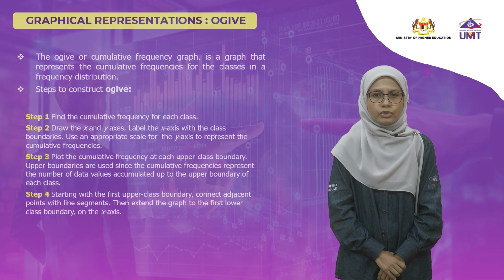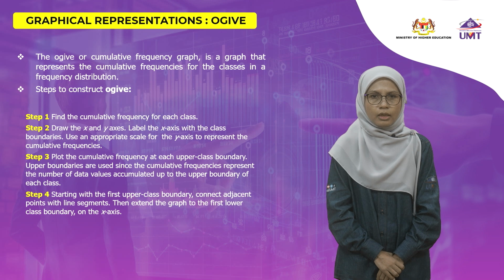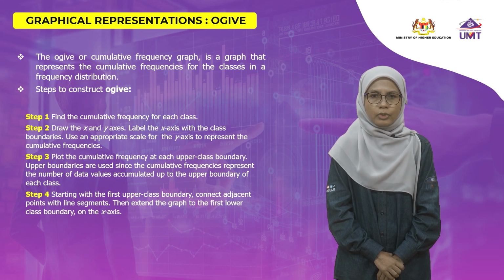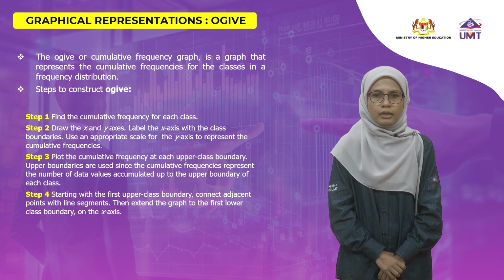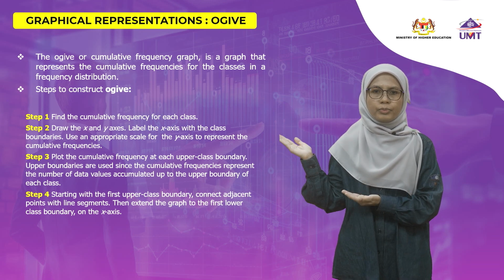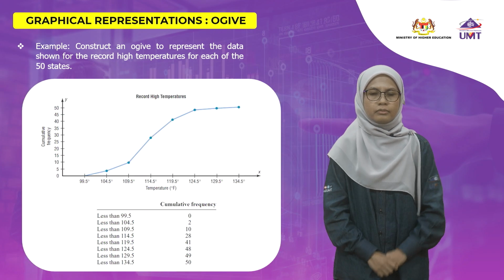An OGIVE shows cumulative frequencies, helping us understand how data accumulates over time or classes. Steps: calculate cumulative frequencies, plot them at upper class boundaries, connect the points, and extend to the lower boundary at the start. The same dataset is used to plot the OGIVE in this example.